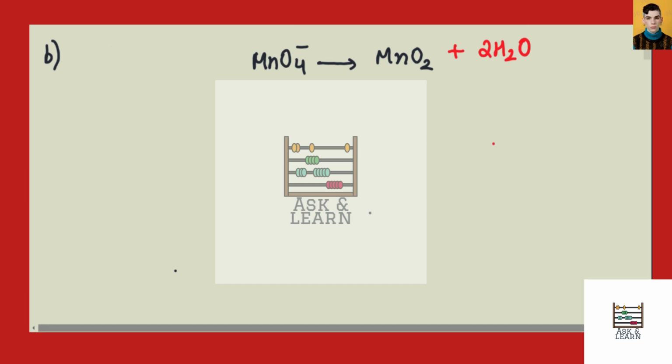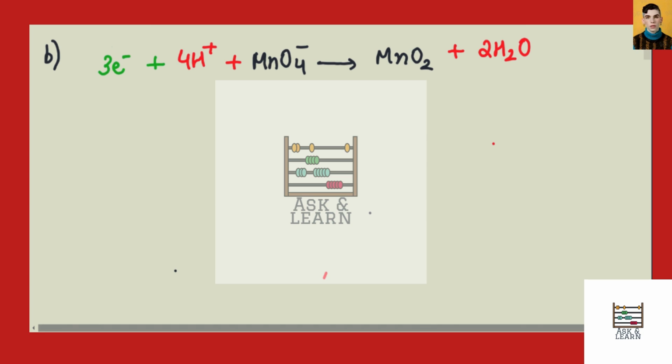Now we balance the hydrogen atoms. To do that we will add 4 H+ on the left hand side. Okay, and now we have to balance the charge. So overall charge on the left hand side is 3 positive, whereas overall charge on the right hand side is 0. So to balance the charge we will add 3 electrons on the left hand side, sorry.